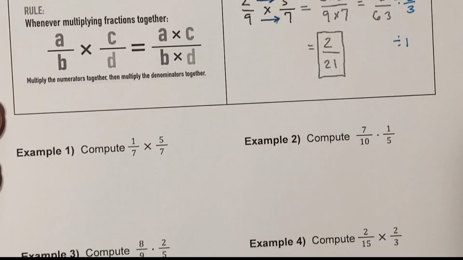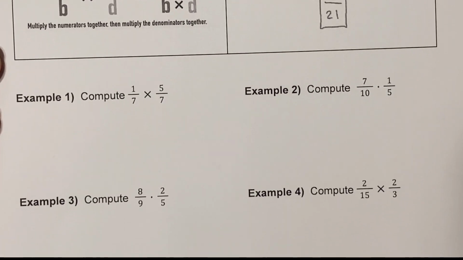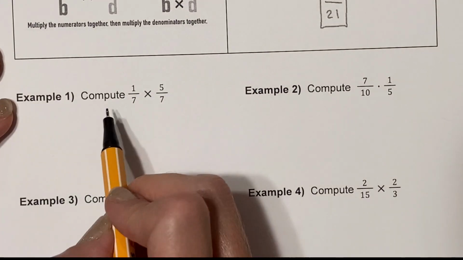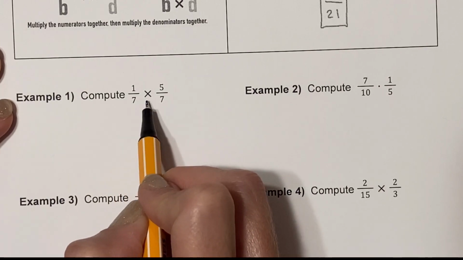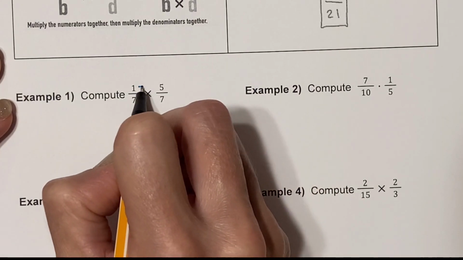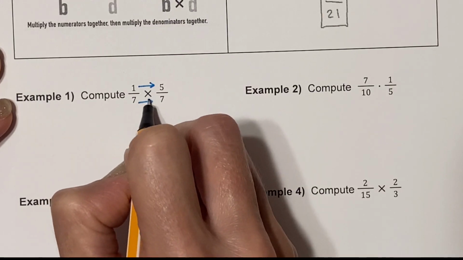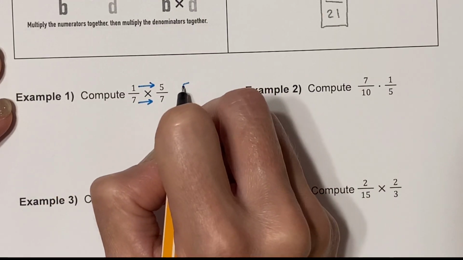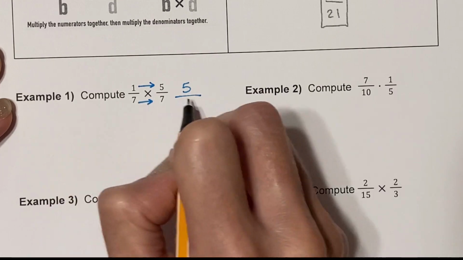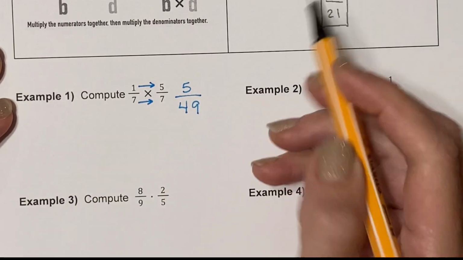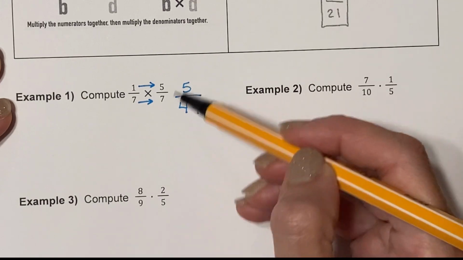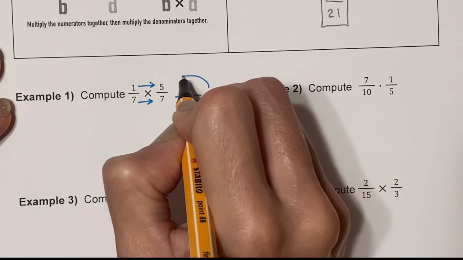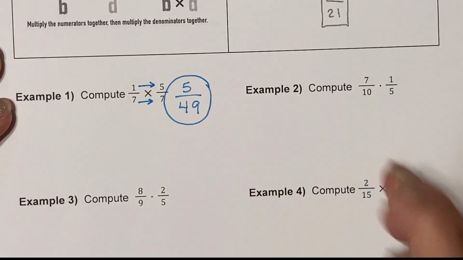Let's go ahead and do some examples of our own. Example 1, compute, which just means find the answer, to 1/7 times 5/7. We are going to multiply straight across. 1 times 5 is 5, 7 times 7 is 49. Can I reduce 5/49? Nope, I can't reduce that one, so that is going to be my final answer.